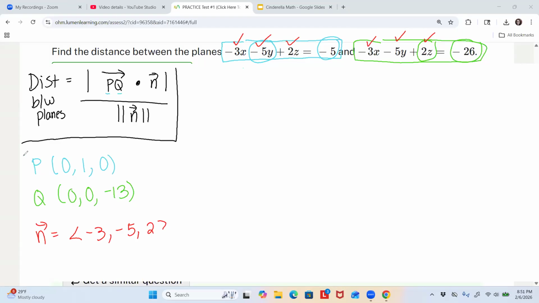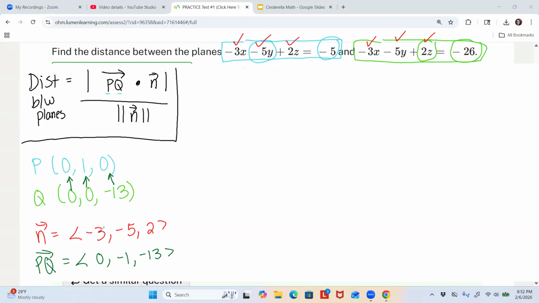Okay, so now we just need to go into that formula. So we're going to do the dot, or no, sorry, we need the vector PQ, don't we? So you do second x minus first, so 0 minus 0 would be 0. Second y minus first, 0 minus 1 would be -1. And second z minus first, -13 minus 0 would be -13. There we go. Now we can go into the formula.